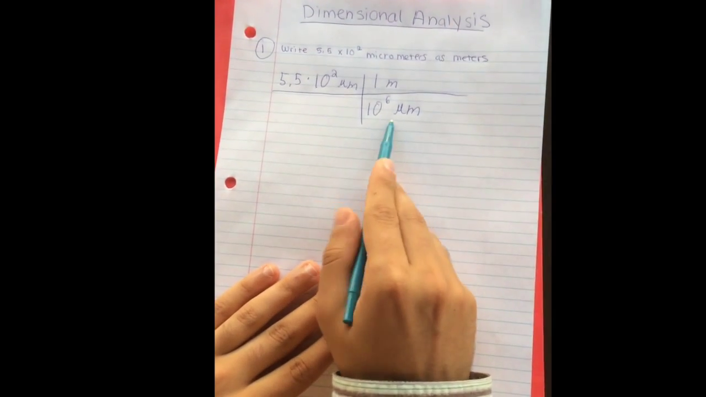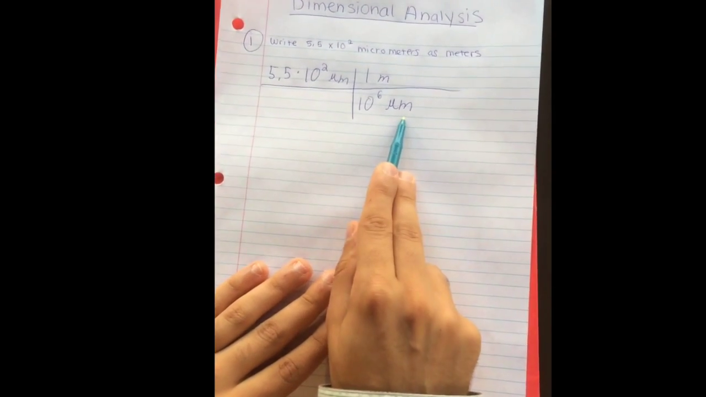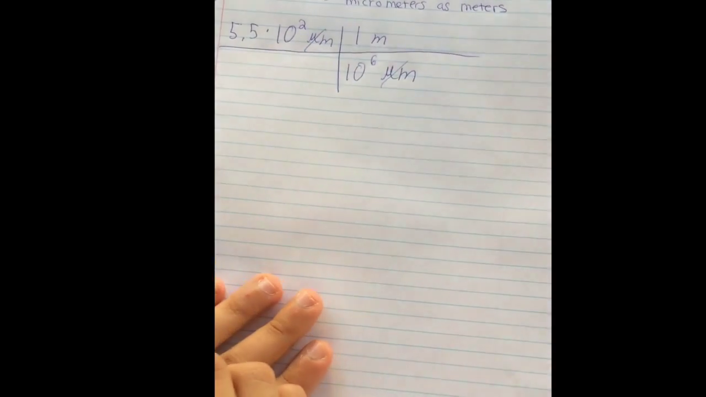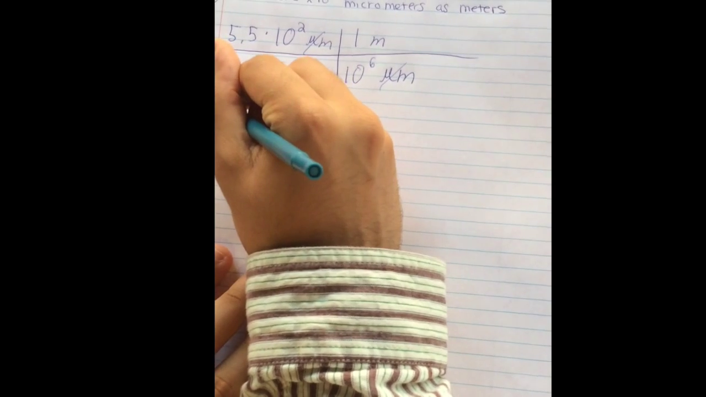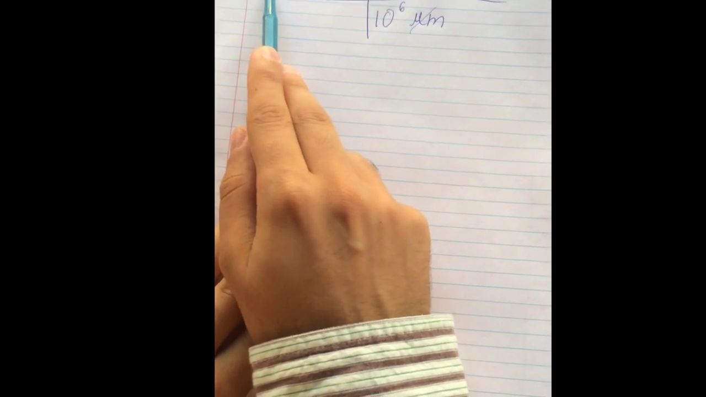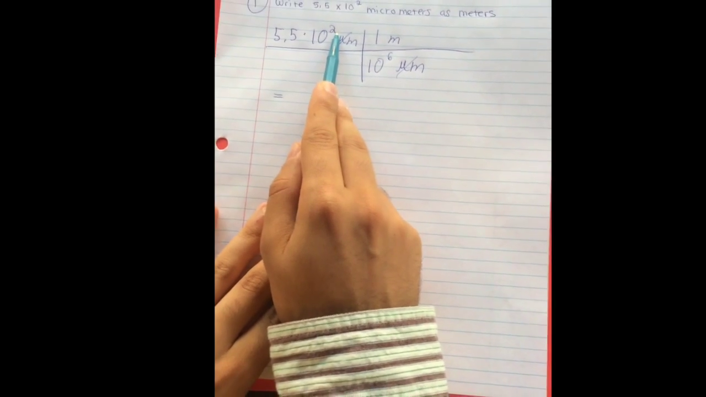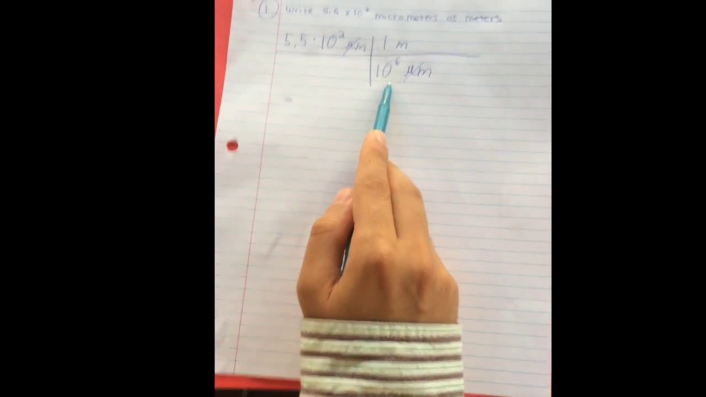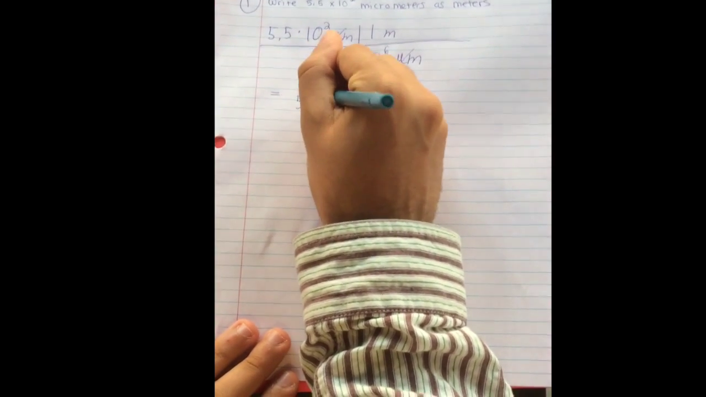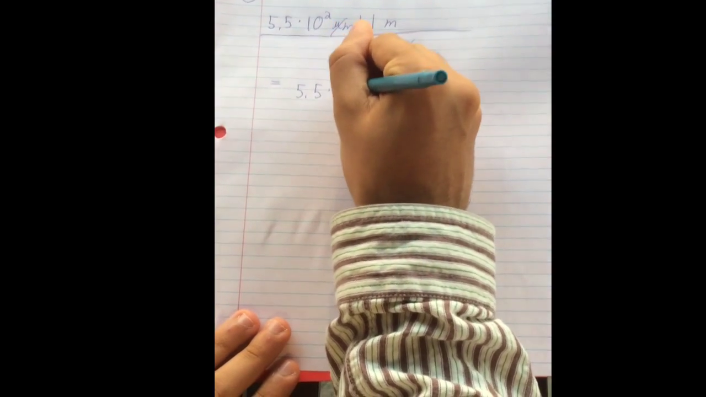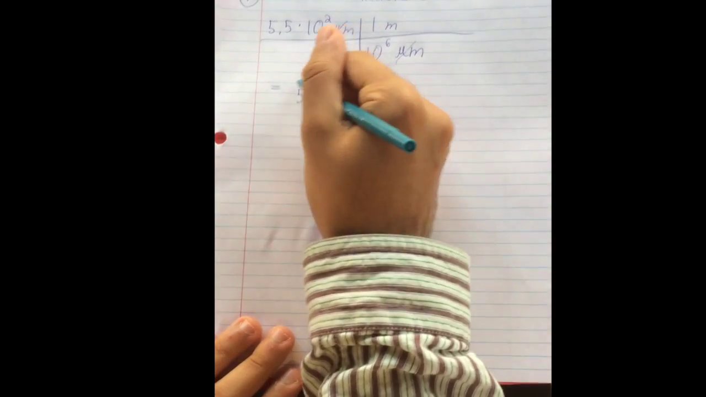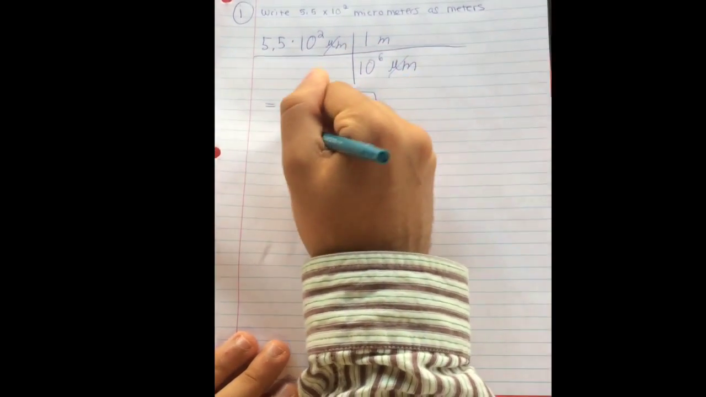And the reason we put the micrometers at the bottom here is because we want to cancel it with the micrometers on the top. So then we come here and we do our division. 5.5 times 10 to the second divided by 10 to the sixth, and we get 5.5 times 10 to the negative fourth meters. And that's our final answer.